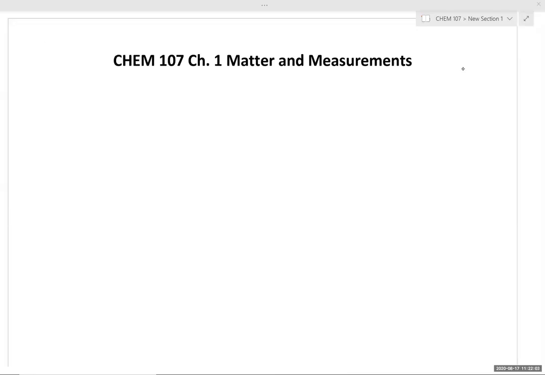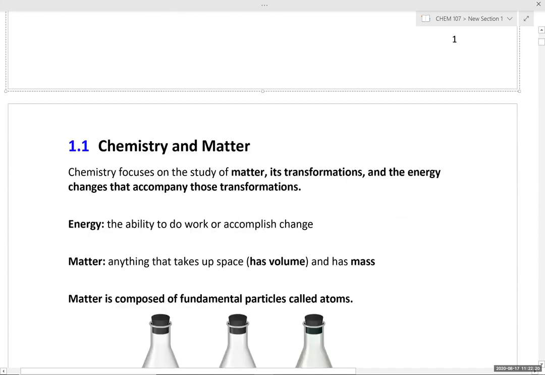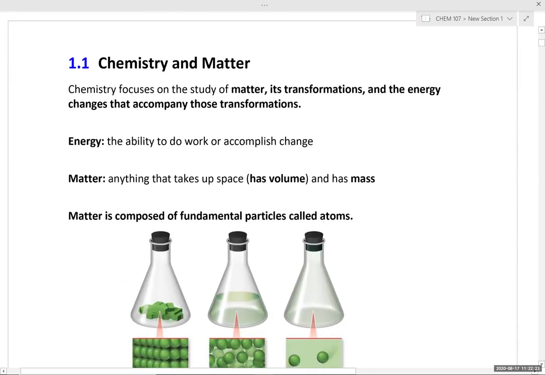Okay, so let's get started with the first chapter of Chem 107, Chemistry for Allied Health. In this case, we're looking at chapter 1, which concerns matter and measurements. Okay, so let's start off with the first foundational concept as part of our introduction to chemistry. So let's talk a little bit about chemistry and matter. So what is chemistry fundamentally?